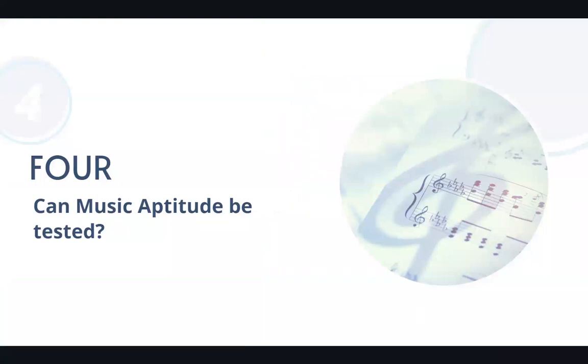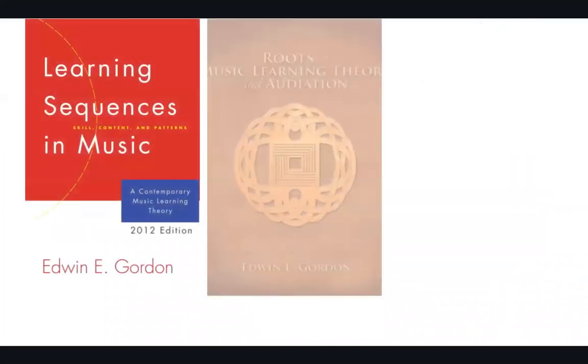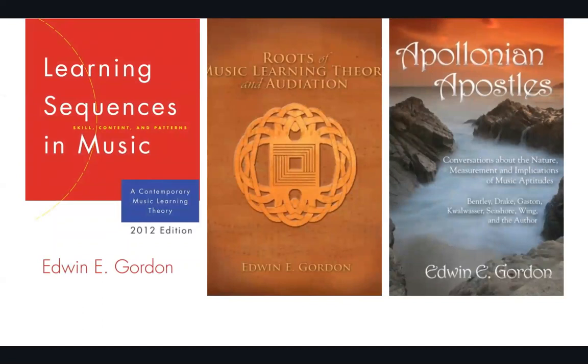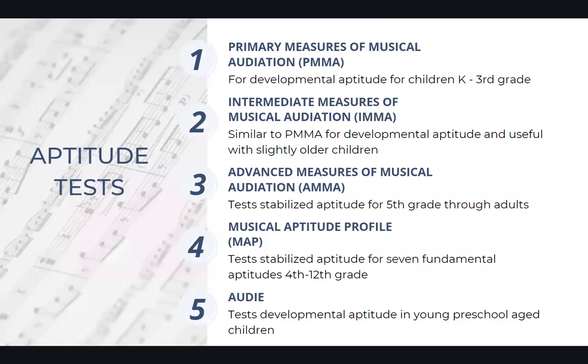Can aptitude be tested? And if so, how reliable are the tests? Yes, testing is possible and has undergone a rigorous process to determine reliability. If you are interested, you can read much more in Edwin Gordon's book, Learning Sequences in Music. Another great resource is the book titled Roots of Music Learning Theory and Audiation, as well as another book, Apollonian Apostles. Here are the various aptitude tests available through GIA publications.